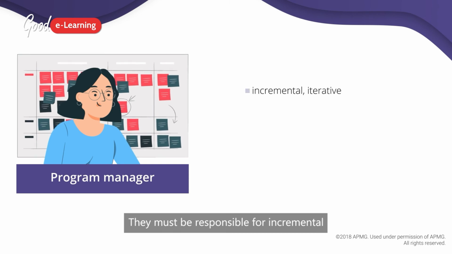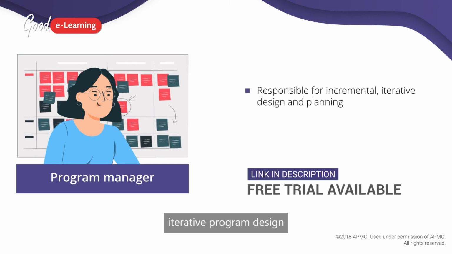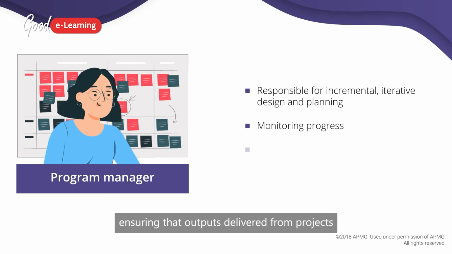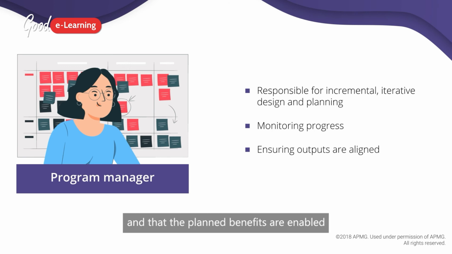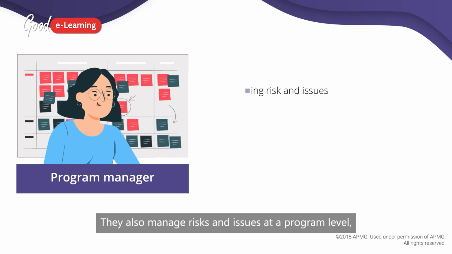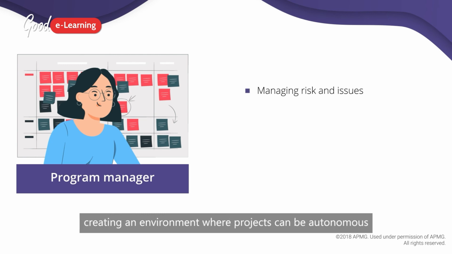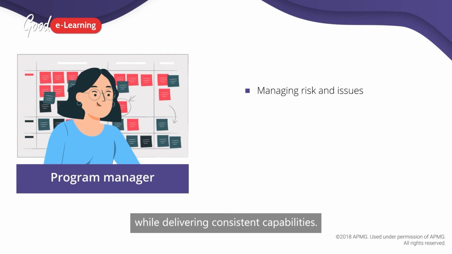They must be responsible for incremental iterative program design and planning, monitoring progress against the program design and build, and ensuring that outputs delivered from projects are aligned to meet the vision of the program and that the planned benefits are enabled and eventually realized. They also manage risks and issues at a program level, creating an environment where projects can be autonomous while delivering consistent capabilities.